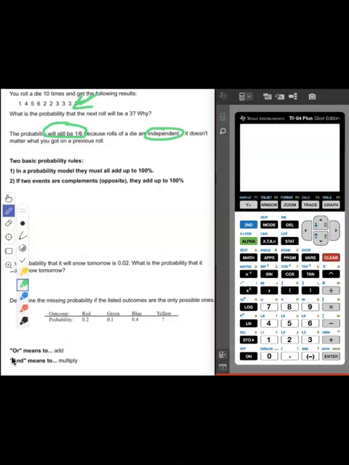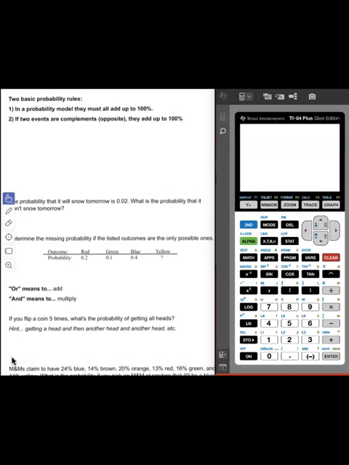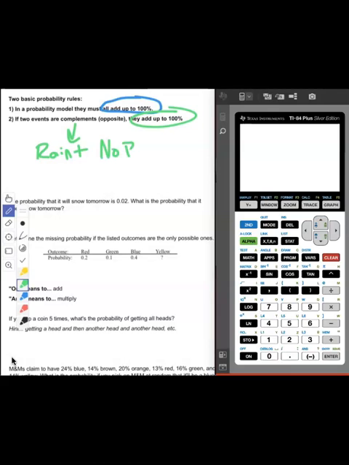Okay, so a couple basic probability rules to remember. In a probability model, all the probabilities of something happening must add up to 100%. So the probability that it rains is 60%. That means the probability it doesn't rain has to be 40. Your probabilities have to have a total of 100%. If two events are complements, opposite, they add up to 100. So that's what I was just talking about. Rain plus no rain has to equal 100%. It's either going to rain or it's not.